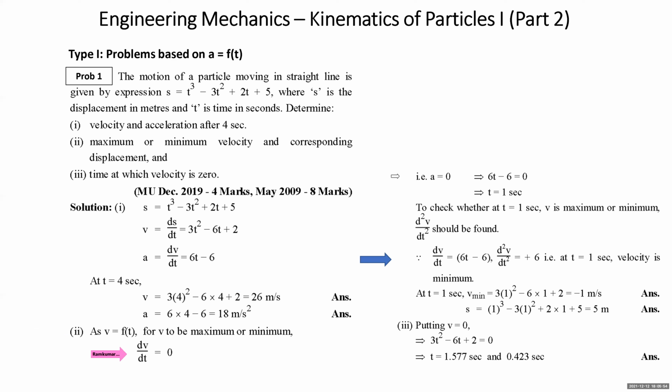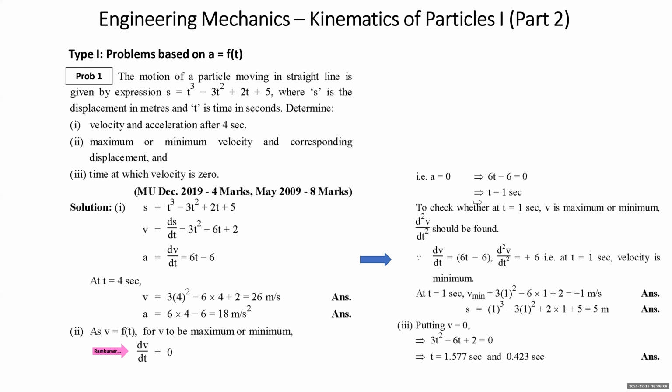That's what we have done here. dv by dt, where v is a function of time, is needed for the maximum or minimum of velocity. dv by dt is nothing but acceleration. So we have equated acceleration, 6t minus 6, equal to 0, that is t is equal to 1 second.